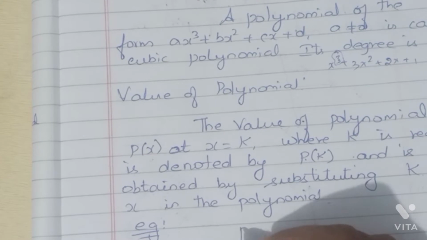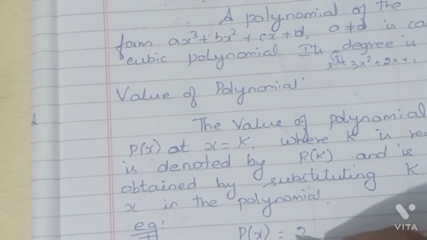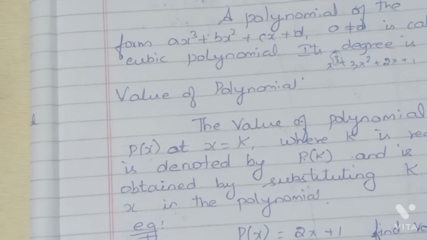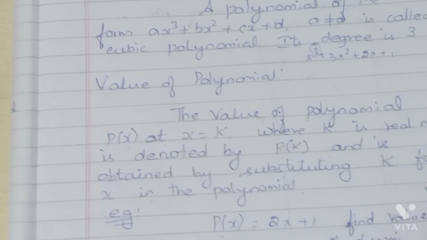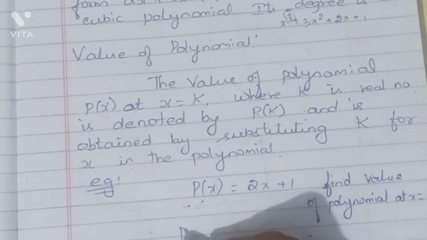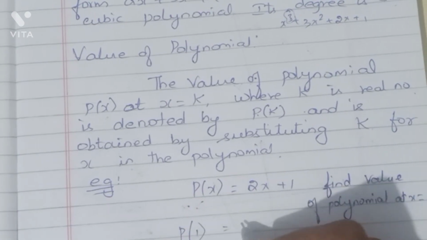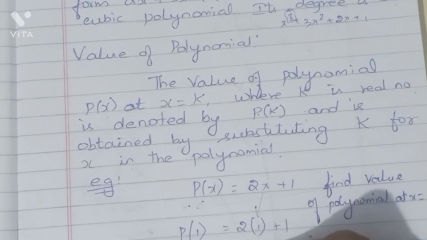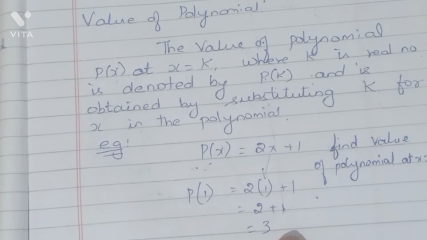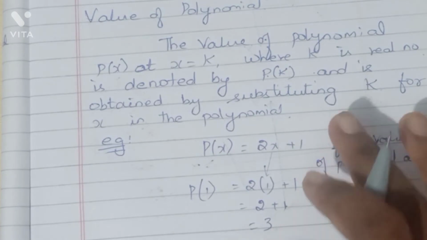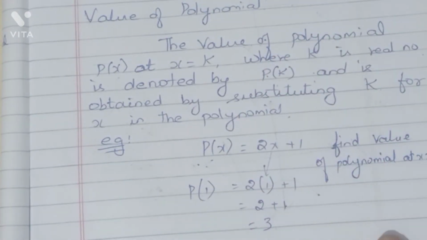For example, if I consider a polynomial p of x is equal to 2x plus 1, and the question is to find the value of the polynomial at x is equal to 1, you just have to substitute the value of x, so that we get 2 into 1, that is, in the place of x we substitute 1, plus 1. So 2 ones are 2, 2 plus 1, this gives 3. So this is the value of the polynomial. Just substitute the value of x in the given equation, so that will give you the value of the polynomial.